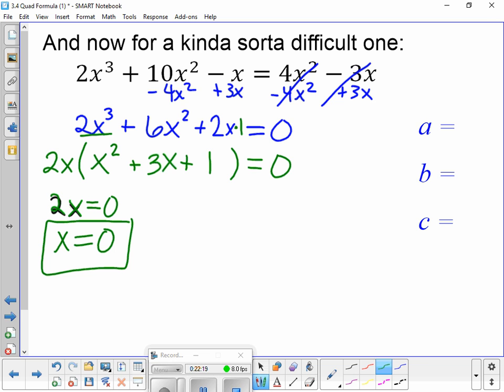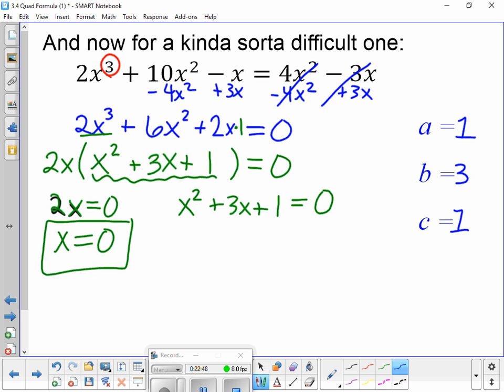You might notice that for this equation, our power was 3, so we should be expecting 3 solutions, and we need to find 2 more now. The other 2 are going to come from setting this second factor equal to 0, x squared plus 3x plus 1. It's a quadratic factor, but it still counts as a factor. So we're going to solve x squared plus 3x plus 1. We need to use the quadratic formula to do that because it is not factorable. A is going to be 1, B is going to be 3, C is going to be 1.